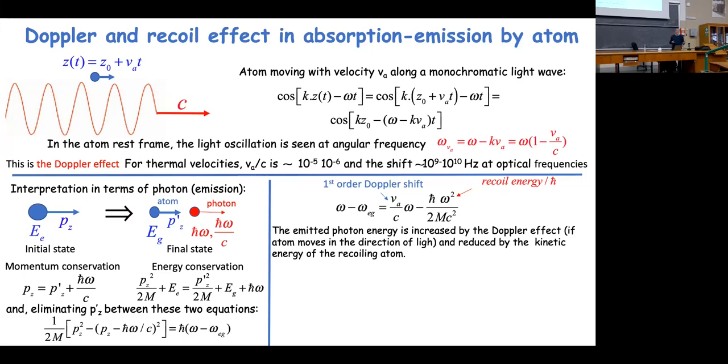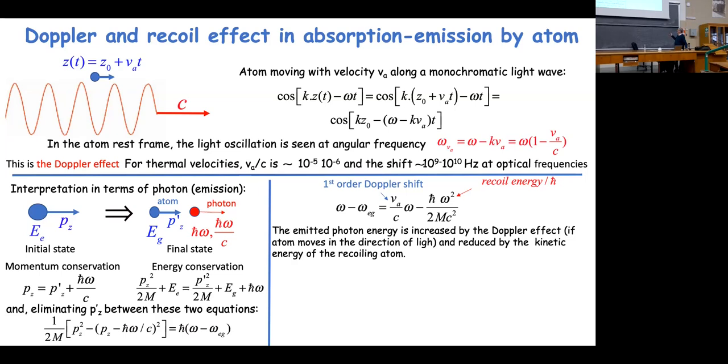The recoil is something that you can understand easily. Assume that the atom is at rest. When it emits a photon, it recoils because momentum has to be conserved. And if it recoils, it means that part of the energy of the atom goes into this recoil energy, which means that the energy of the photon has to be reduced. H bar omega has to be reduced by this recoil to conserve the energy. And this is what this minus term is here.